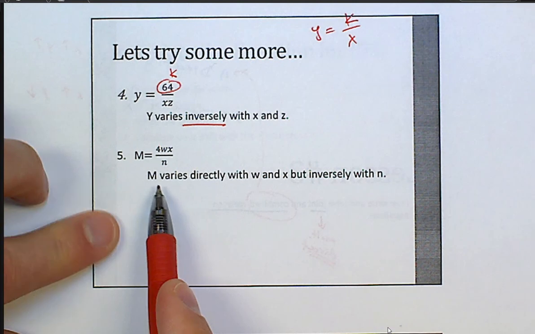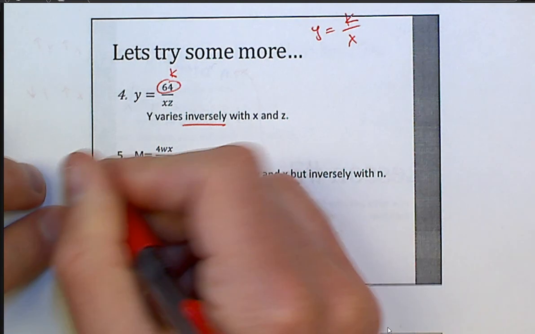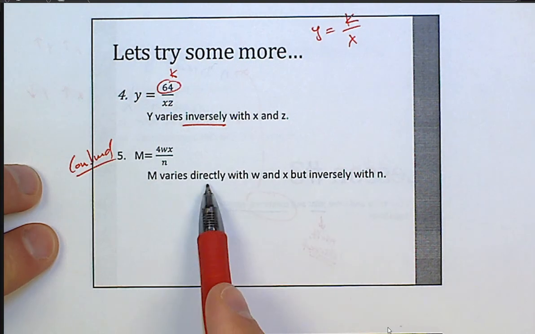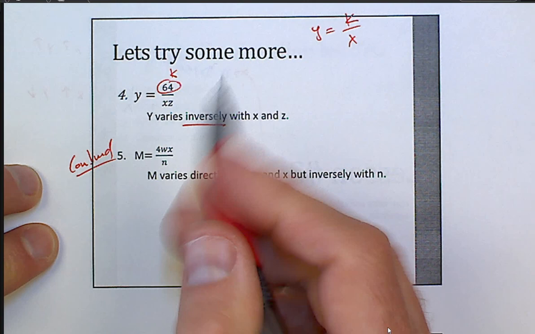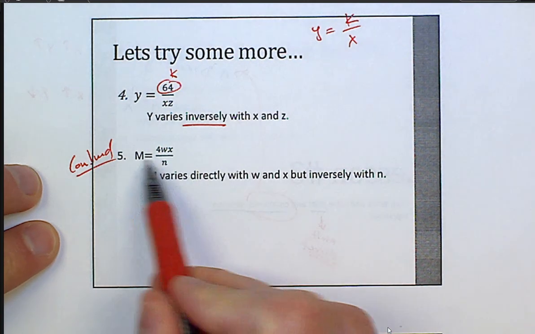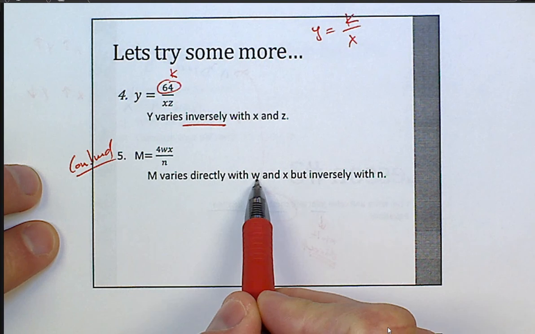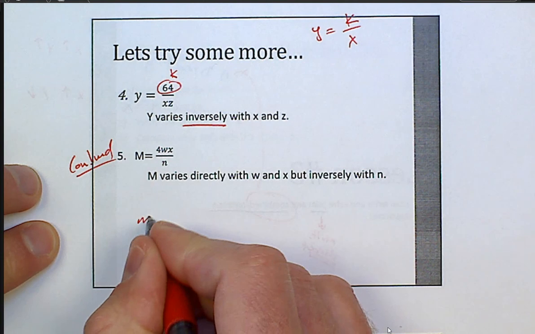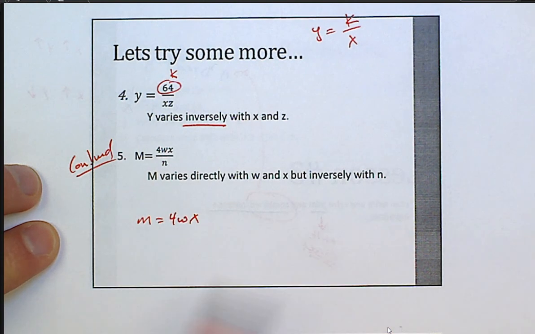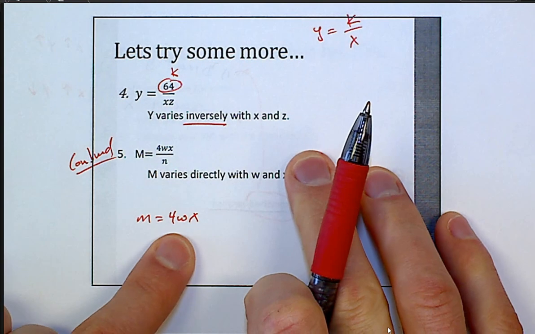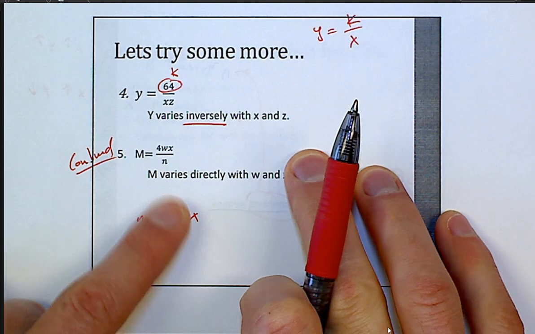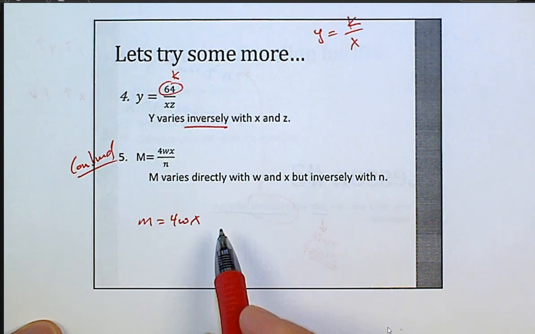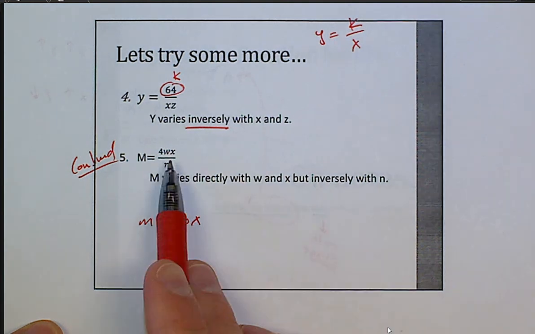Here's one that is a good example of combined variation, where we have direct variation and inverse variation taking place. Take a look. So m varies directly with w and x. If I just wrote that out, that would look like this: m varies directly with w and x. 4 would be your k value, right? But you see division, so inversely with n. That's how you would write this out for this equation, okay?